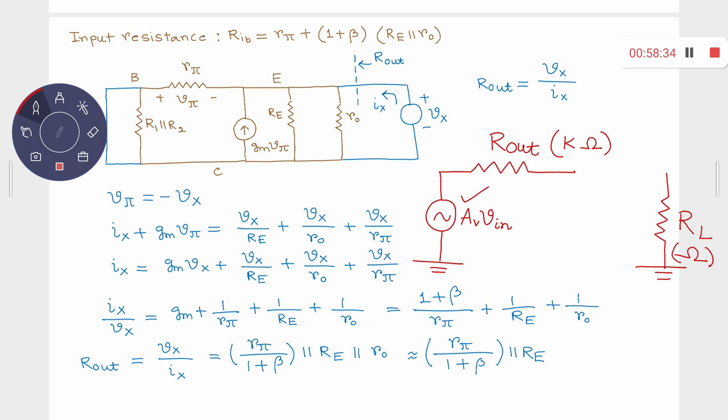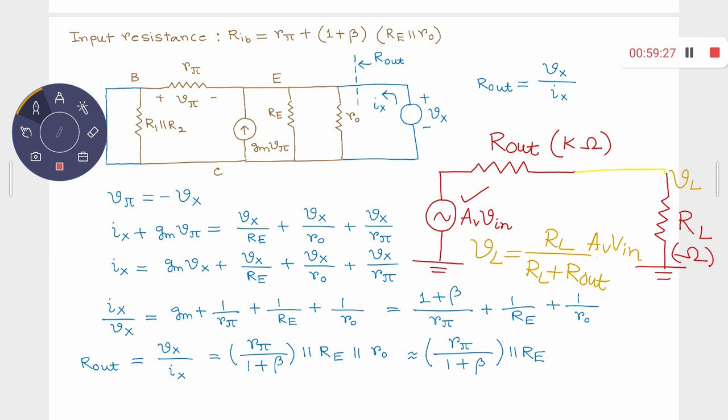Now suppose, using a simple wire, I connect this. What is the problem? As soon as you connect, the output voltage that is delivered drops significantly. Why? Because that voltage, let it be VL, is given by RL upon RL plus R out times AV times V in.